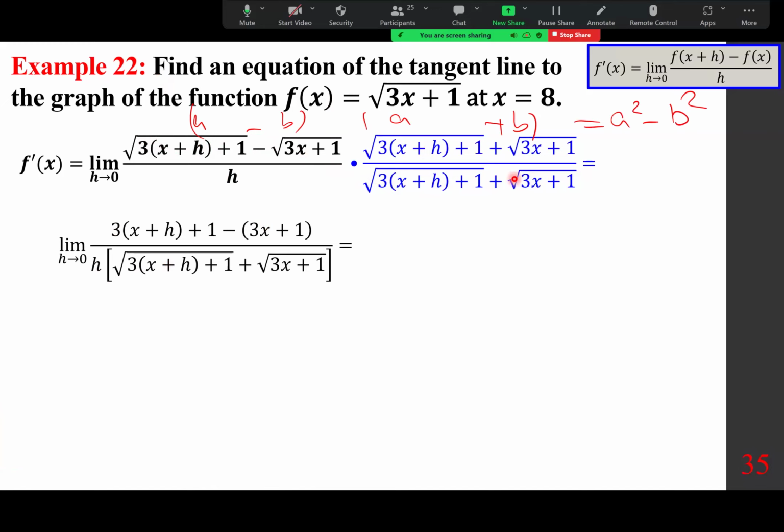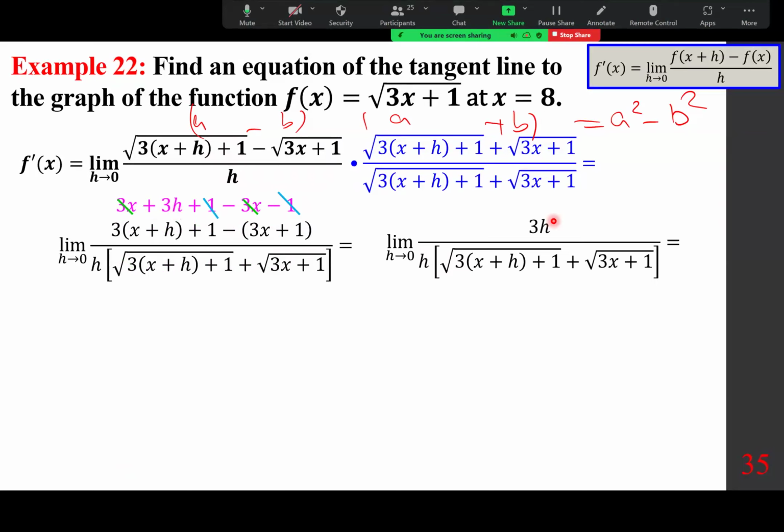So all we have to do is simplify the numerator. 3x plus 3h plus 1 minus 3x minus 1. 3x and negative 3x cancel each other, positive 1 and negative 1 cancel each other. So the numerator is 3h only, where h from the top and the bottom cancel each other.